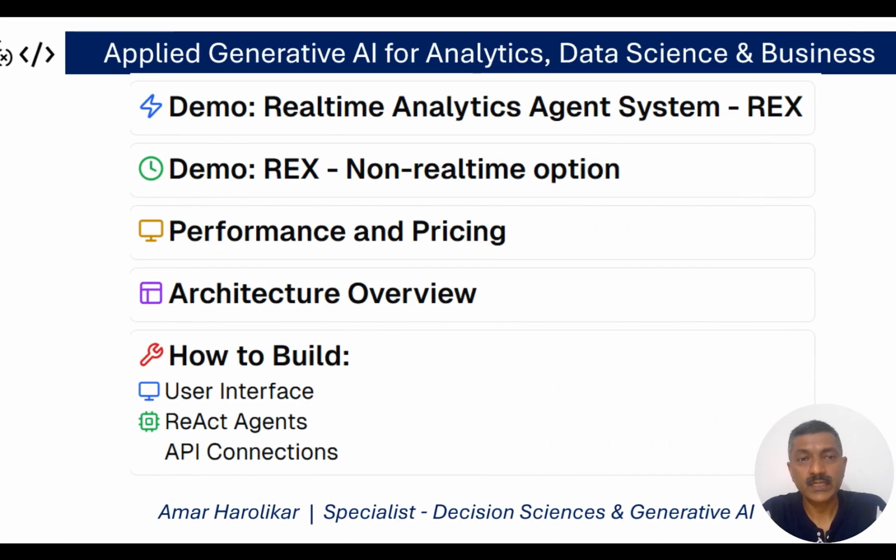Okay friends, so that was the real-time API in action. We will continue with that demo, and after the demo I will cover three areas. First is performance and the pricing. Second is the architecture, a quick overview of the architecture and the flow and how things are connected. And then we will go into a more detailed section about how to build it and replicate it.